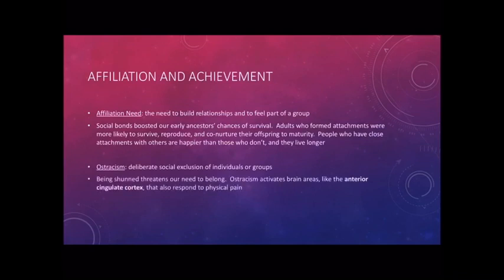Being shunned threatens our need to belong, and ostracism activates brain areas like the anterior cingulate cortex. That gets asked about all the time, so know that ostracism triggers activity in your anterior cingulate cortex. Your anterior cingulate cortex also responds to physical pain. So this is why it literally hurts to be excluded from people, because the same part of your brain that responds to physical pain also responds to social and emotional pain.